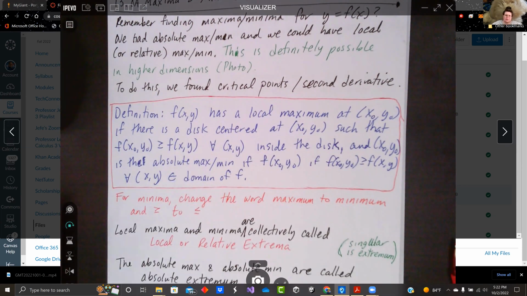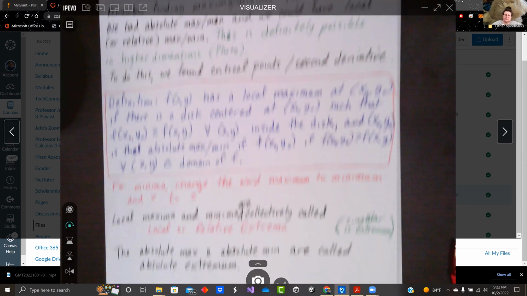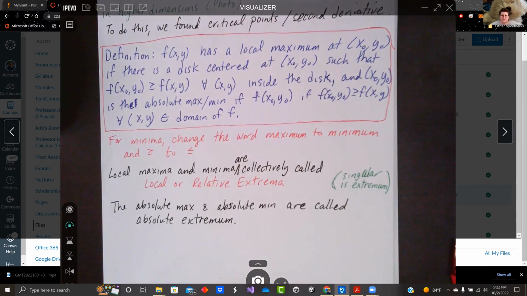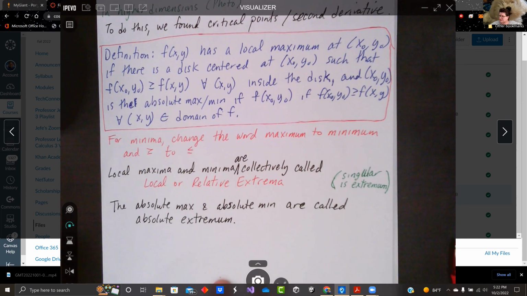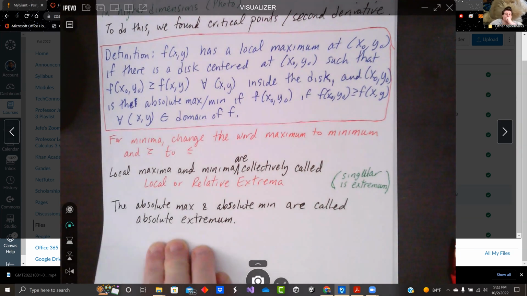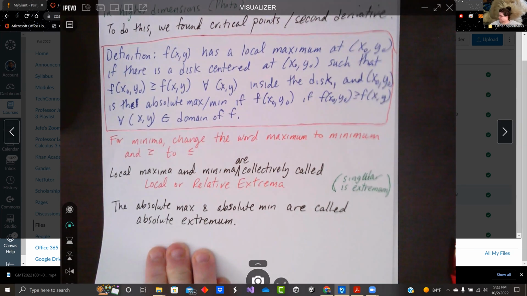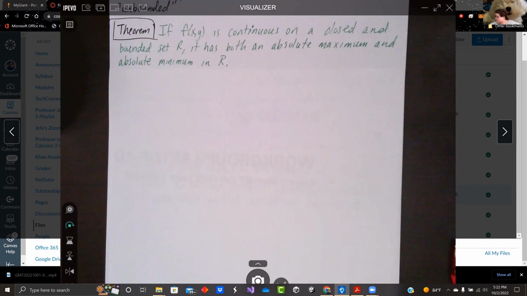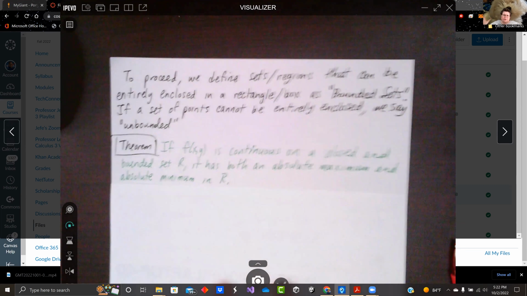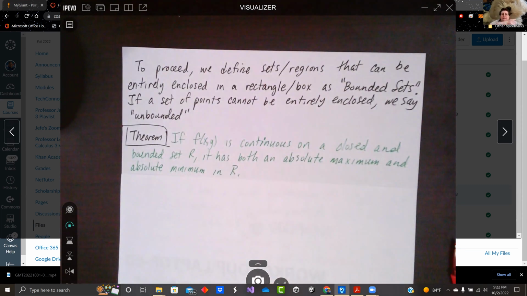Local maxima and minima are collectively called the local or relative extrema. The singular version is extremum. And then the absolute max and min are called absolute extrema. Okay. Let's continue on. So to go forward, we got to define a couple more things.